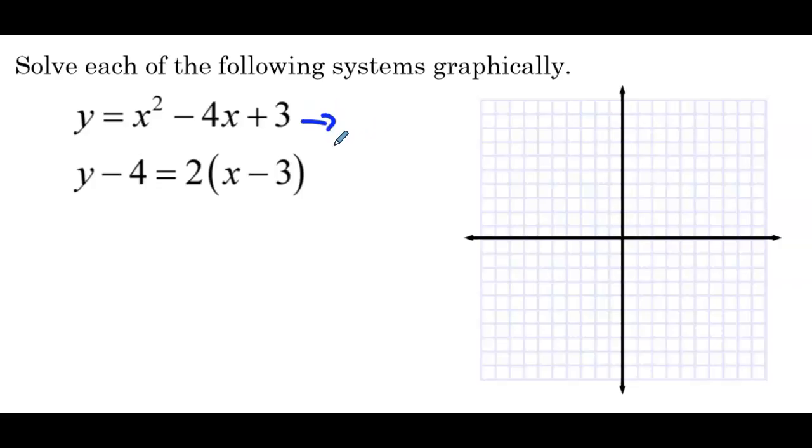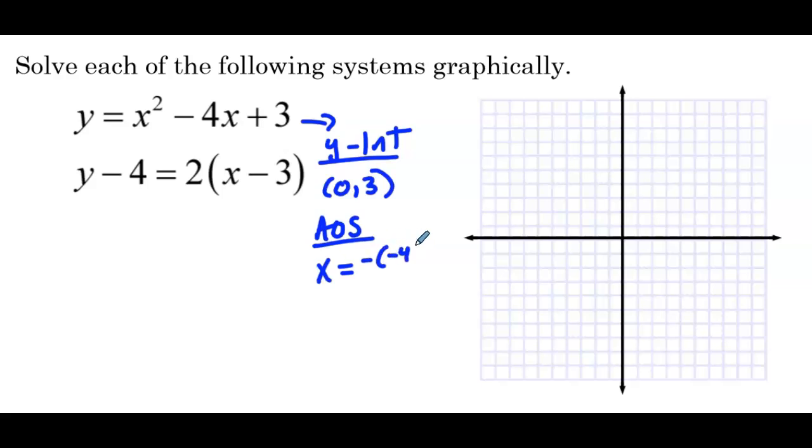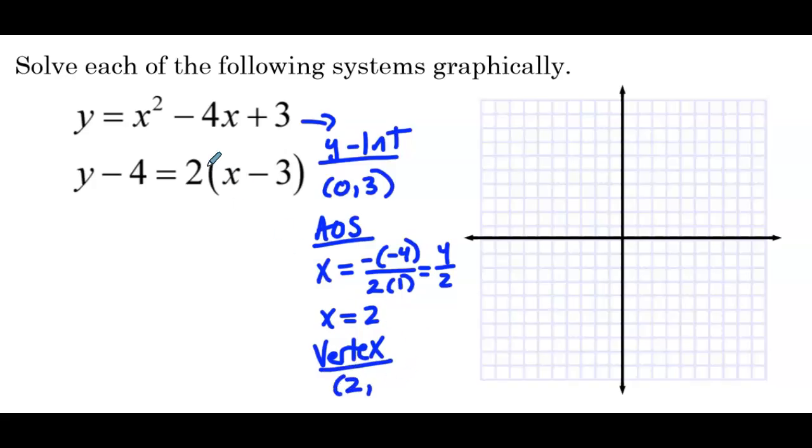So again, we'll start with the parabola. So the y-intercept is the point 0, 3. 0 minus 0 plus 3. Our axis of symmetry is x equals negative b, which is negative negative 4, over 2a. So that's positive 4 over 2. So x equals 2. So our vertex is the point 2, comma, 4 minus 8 is negative 4, plus 3 is negative 1.